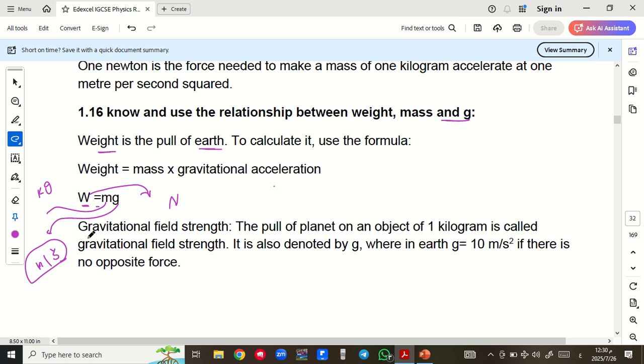We have a definition of GFS. It's called gravitational field strength. Gravitational field strength is the pull of a planet on an object of 1 kilogram.